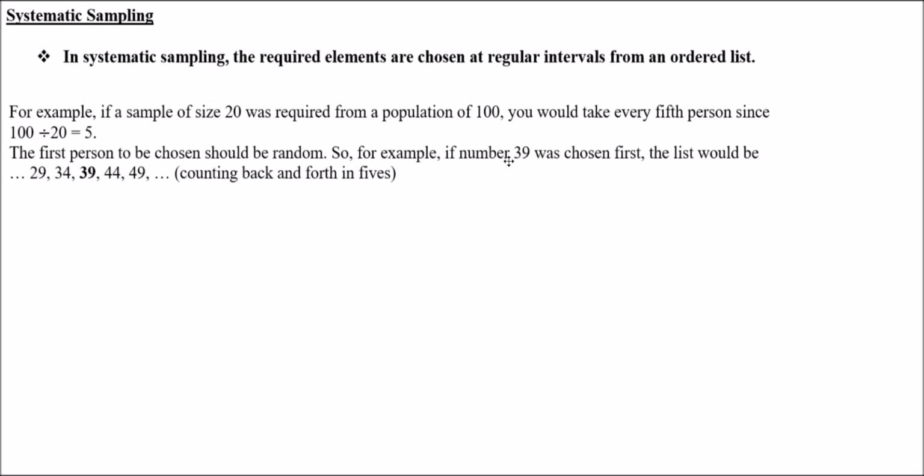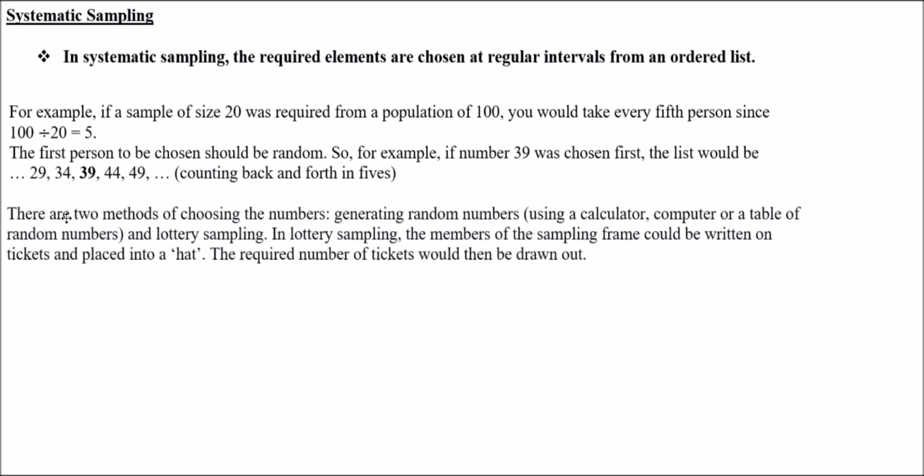For example, if number 39 was chosen first, and because 100 divided by 20 is 5, the list would be generated by going back and forth in 5s. So 39, the next one along would be 5 more, then 5 more, and counting down to get the lower ordered numbers, we'd count back in 5s. So 34, 29, 24, and so on. So we've got a full list from single digits up to 99 or whatever.